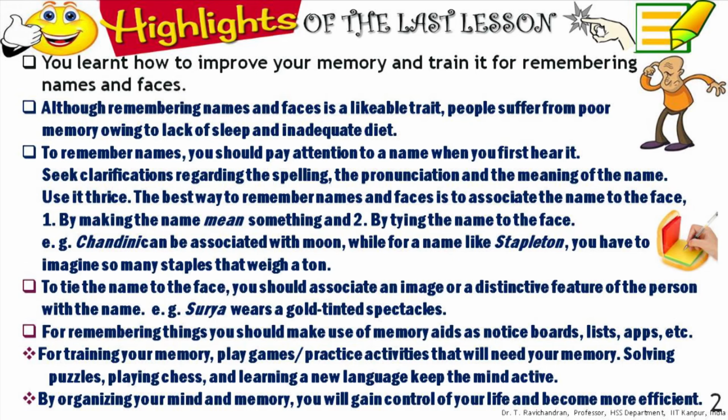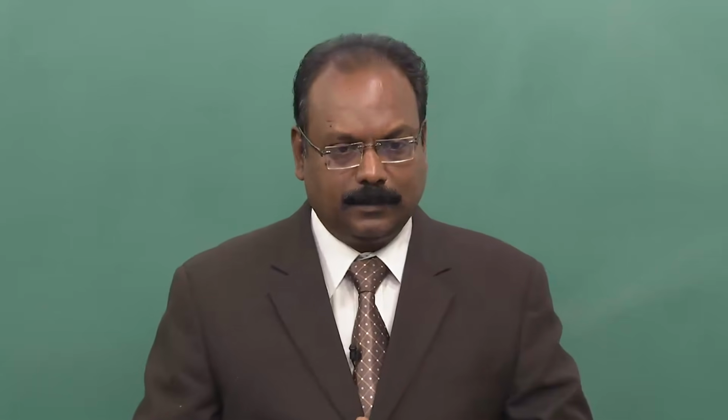And to tie the name to the face, you should associate an image or a distinctive feature of the person with the name. So, let us say Surya, the sun god. The color of sun is gold. So, if you remember Surya wearing gold tinted spectacles, you will be able to remember the name when you remember the gold tinted spectacles.